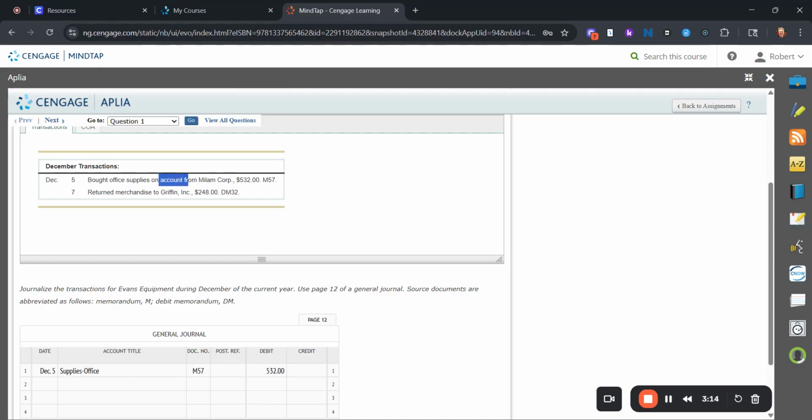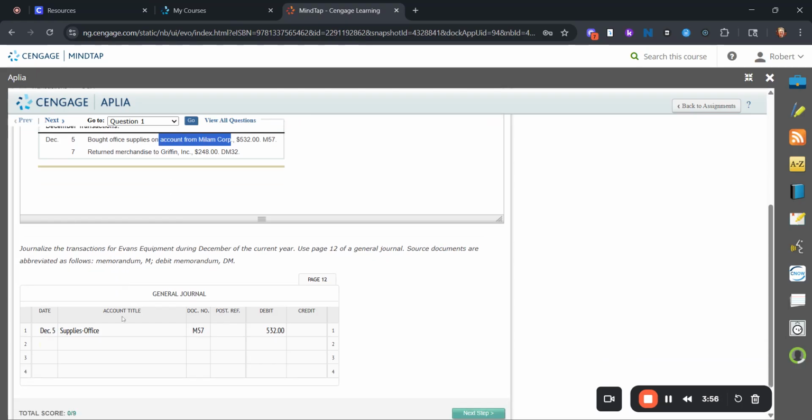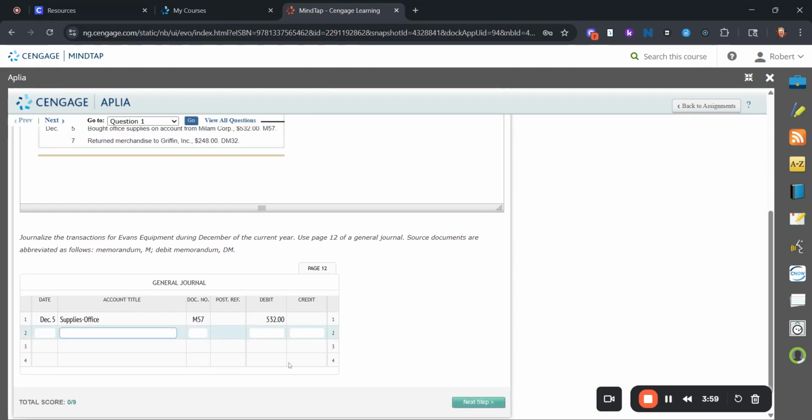And for this next part, on account from Milam Corporation, instead of using an accounts payable Milam Corporation account, in this scenario the business is using an accounts payable ledger, and Milam Corporation is part of the accounts payable ledger, so it's a subsidiary account for the accounts payable ledger. So this transaction is going to end up going into 2 ledgers. One of them is going to be accounts payable, and then the other ledger for the subsidiary, Milam Corporation. So we're going to put both of those on one line.